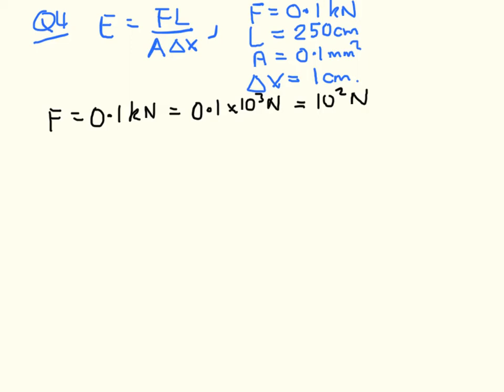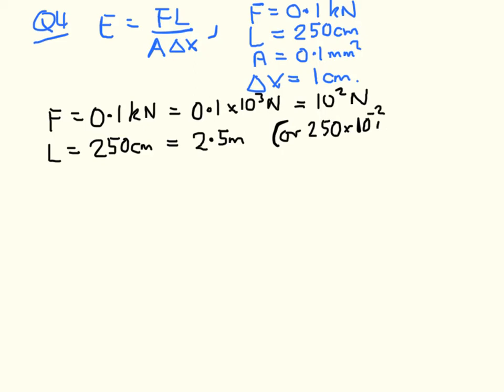The next quantity that we need is L, and L is 250 centimeters. Now 100 centimeters is a meter, so we could say that 250 centimeters is 2.5 meters, or you could say that this is 250 times 10 to the minus 2 meters, and then when you multiply that out you get 2.5 meters. Either way, of course, you get the same answer.